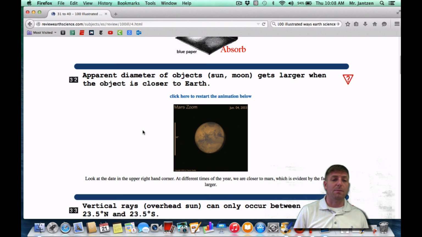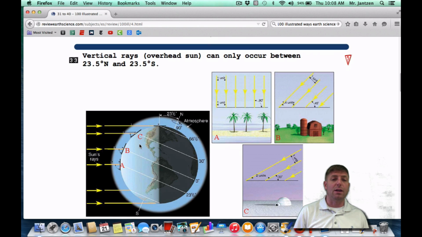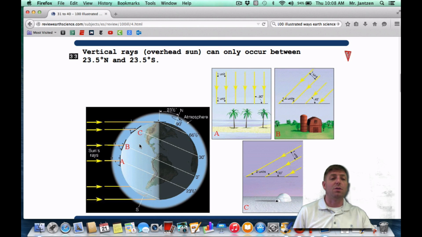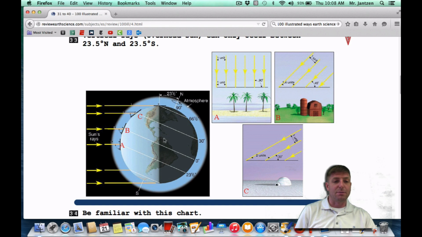Okay, number 33. Vertical rays overhead can only occur between 23.5 degrees north and 23.5 degrees south latitude. Those are the tropics. So the only place you can have the sun directly over your head is in between the Tropic of Cancer and the Tropic of Capricorn. Okay, this illustration here is indicating the December solstice, and at that point, at 23.5 degrees, the sun has perpendicular rays, so it's going to appear directly overhead. So you're going to get the most intense incoming solar radiation at point A.